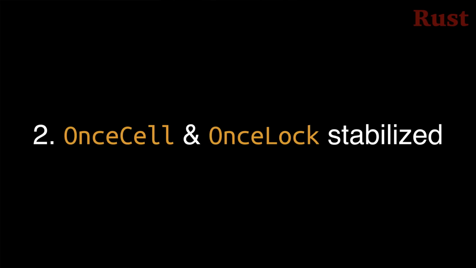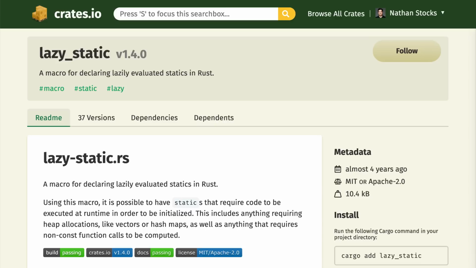Number 2, OnceCell and OnceLock have been stabilized. OnceCell is a primitive which can be written to only once, and OnceLock is just the same but thread safe. This is useful when you want a constant, but you don't know its value at compile time. If you are familiar with the lazy static crate, this covers some of the same functionality.